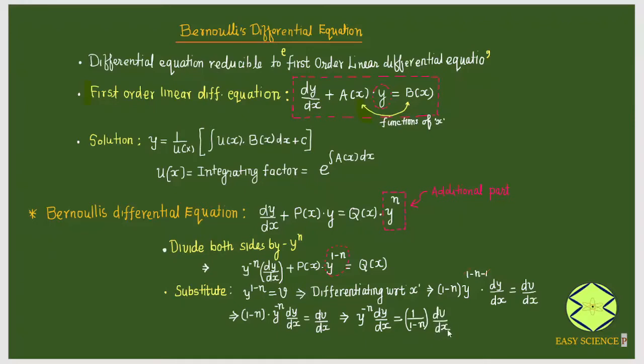So now we can easily substitute y raised to minus n dy over dx as 1 divided by 1 minus n dv over dx. In this equation, instead of y raised to minus n dy by dx, we can put 1 by 1 minus n dv by dx. Let me name this as equation 1 for our reference. Let me call the Bernoulli equation as equation number 2, and then let me call this as equation number 3.